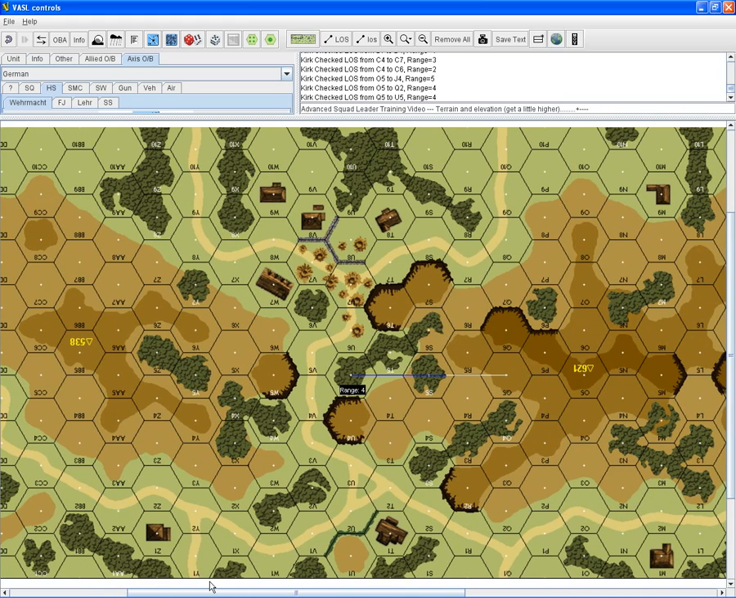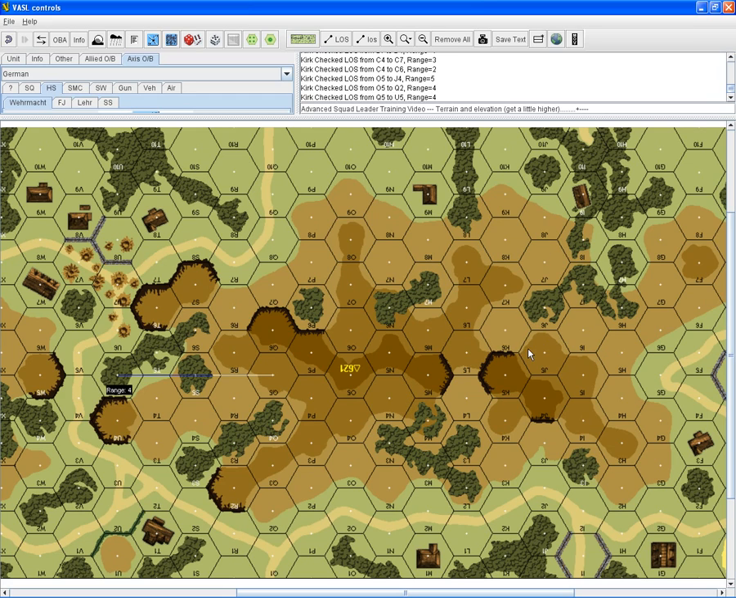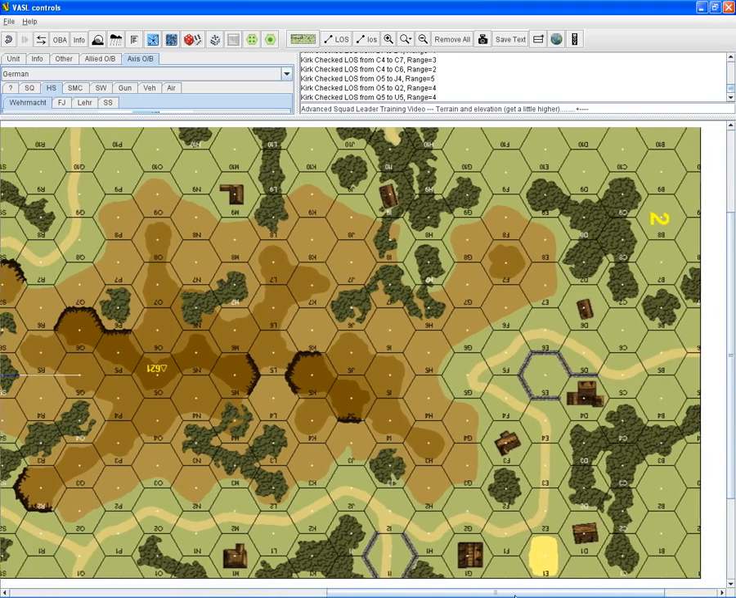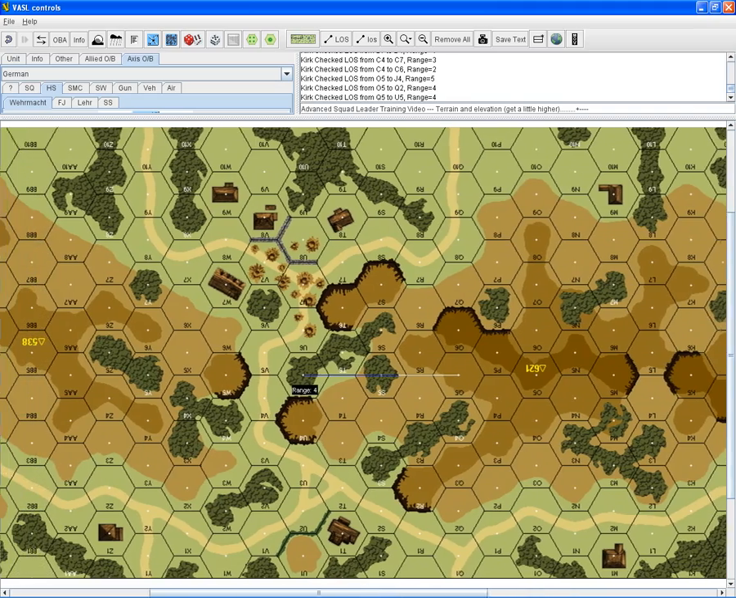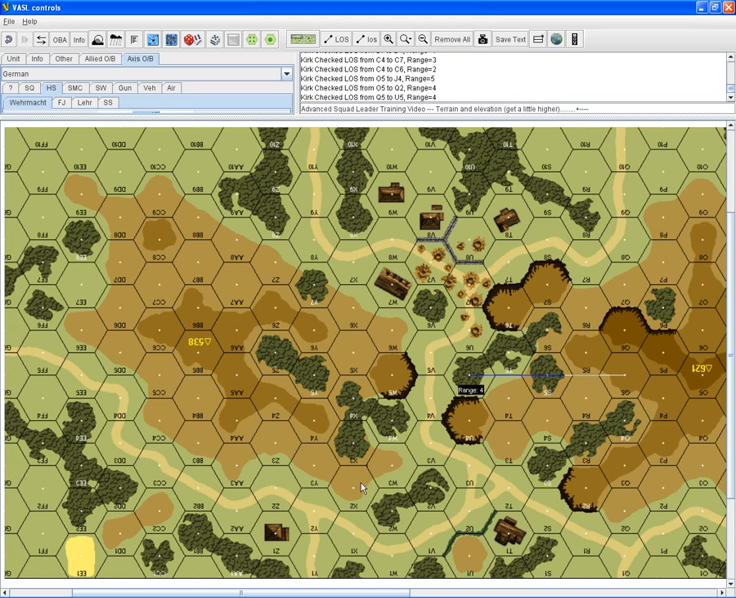I'm trying to see if there's any other terrain that I might have missed. We got the shell holes we talked about. We got the walls and hedges. We got the buildings. We got the woods. And of course, especially for this scenario, this is going to be very height intensive. Level 0, the green. Level 1, the light brown. Level 2, the medium brown. And level 3 is the dark brown. So understanding height and blind spots, what you can see and what you can't see, very, very important, not only for this scenario, but in ASL in general.